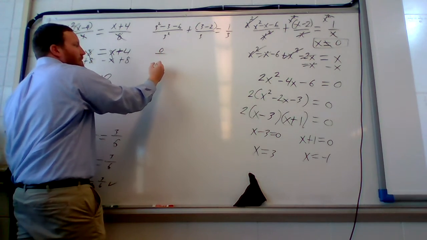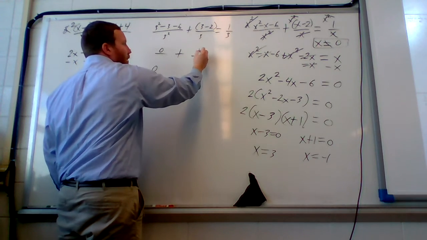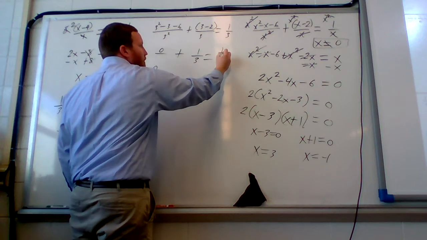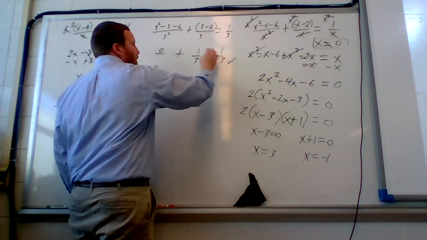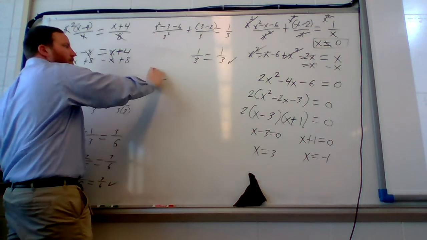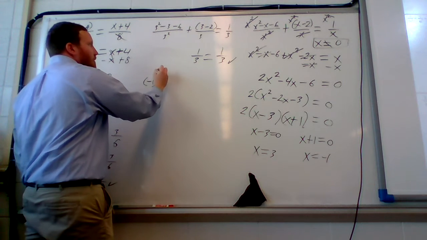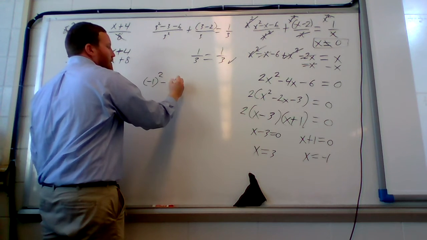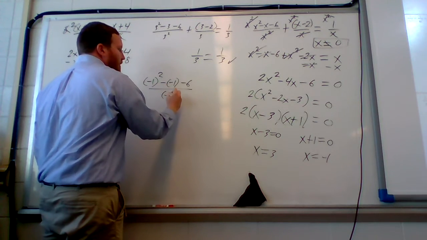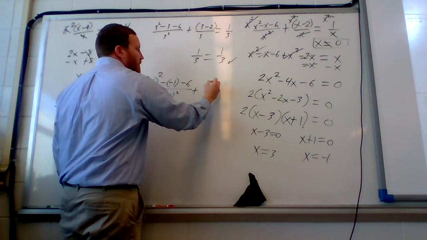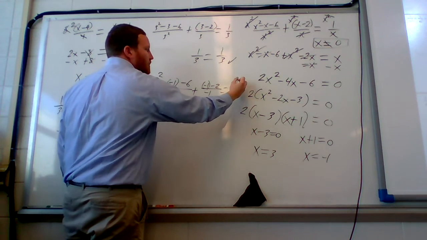So 0 divided by anything is just going to give you 0. Plus 3 minus 2 gives you 1 over 3. So 1/3 plus 0 equals 1/3. That checks out. Then we need to check for negative 1. We got negative 1 squared minus negative 1 minus 6 over negative 1 squared plus negative 1 minus 2 over negative 1 equals 1 over negative 1.